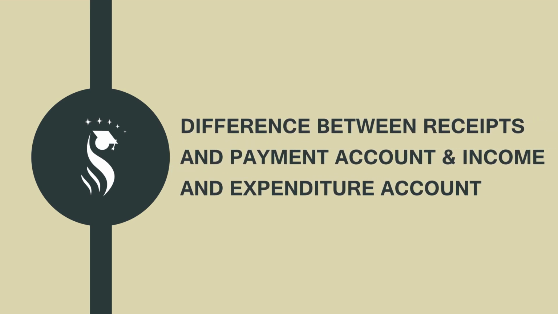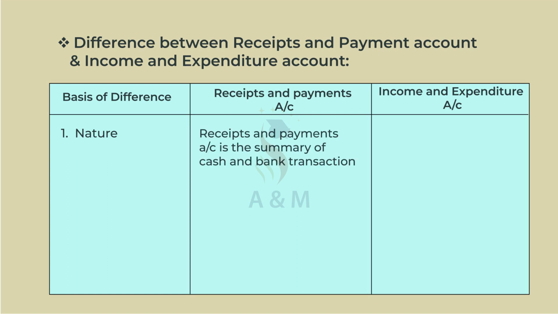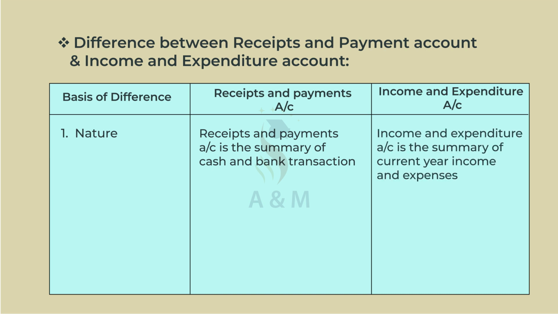In this session, we will discuss the topic: difference between receipts and payments account and income and expenditure account. Firstly, based on nature. Receipts and payments account is a summary of cash and bank transactions, whereas income and expenditure account is a summary of current year income and expenses.